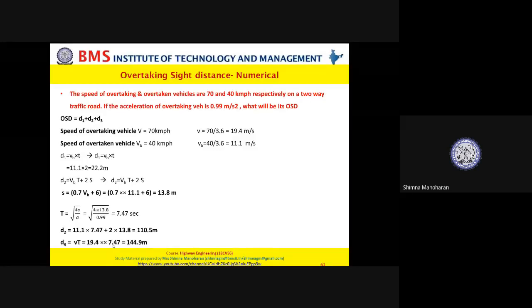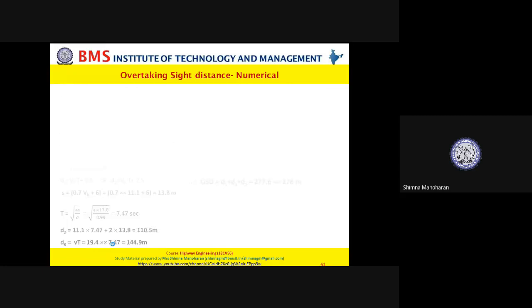Now, how will you compute OSD? You got D1, D2 and D3, right? Now, how will you get OSD? Ma'am, you add all of them. Yeah, you have to add all three. So add and tell me the value. 277.6. Yeah, it is 277.6. I hope all of you have got the value.